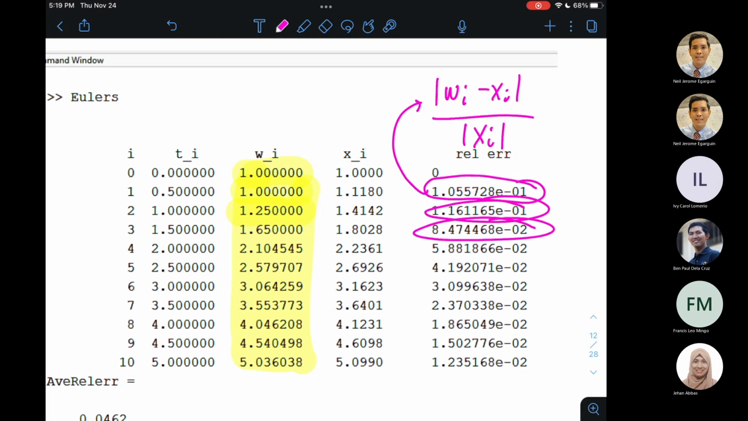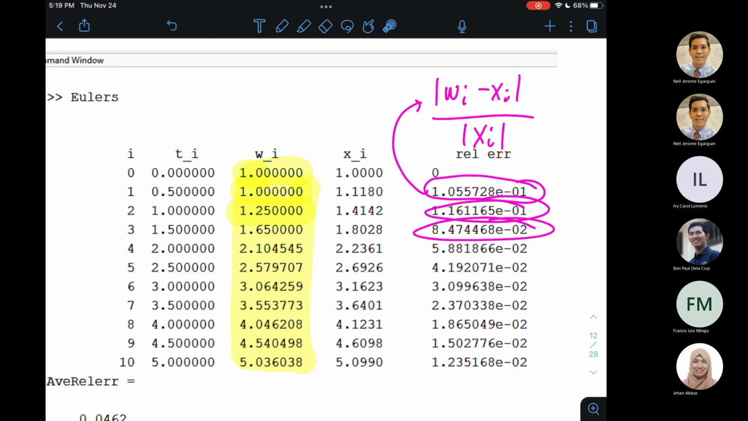Laging mas okay na mag-describe ng error using the relative error so that you know with respect to what value the error is. Baka naman 1 nga yung error pero 100 naman yung ina-approximate niya. Kesa dun sa 0.1 yung error tapos 0.2 yung ina-approximate niya. So mas okay na laging relative error yung titingnan. Okay? And just so, these are the local measure of errors.